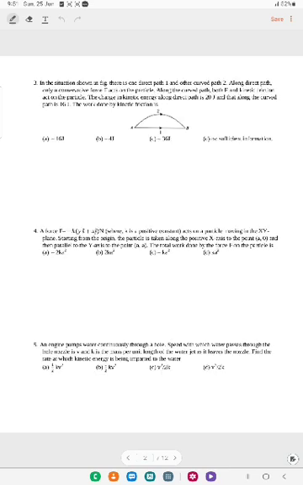Problem number 3. In the situation shown in the figure, there is one direct path 1 and another curved path 2. Along the direct path, only a conservative force F acts on the particle, which means there is no frictional force. Along the curved path, both F and kinetic friction act on the particle. So through the second path, two forces are acting.